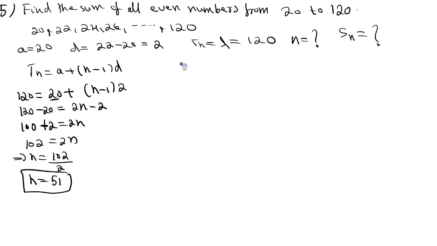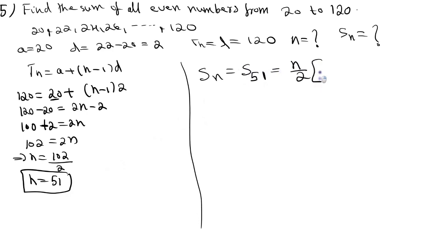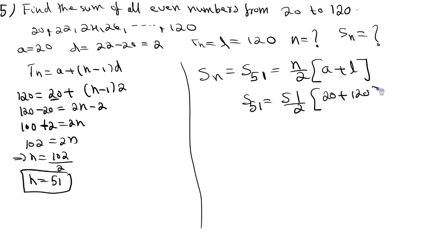Now write the Sn formula. Sum of those numbers, Sn, is equal to what you will get? S51, right? n value we got is 51. What's the formula? n by 2 into, since last term is given, you can apply the formula a plus l. So S51 is equal to 51 by 2 into a, first term 20, plus l, last term, equal to 120. So S51 is equal to 51 by 2 into 120 plus 20, 140.